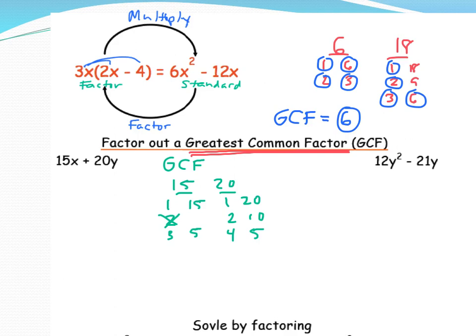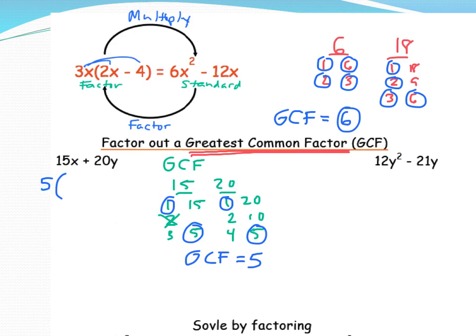Now we look at common factors. I obviously have 1. Every number is going to have 1 in common, so I'm not going to worry about that. And then I have 5. So what's my greatest common factor? My GCF here is going to be 5. So that means in these two terms, I'm going to take out a 5 from each of them.